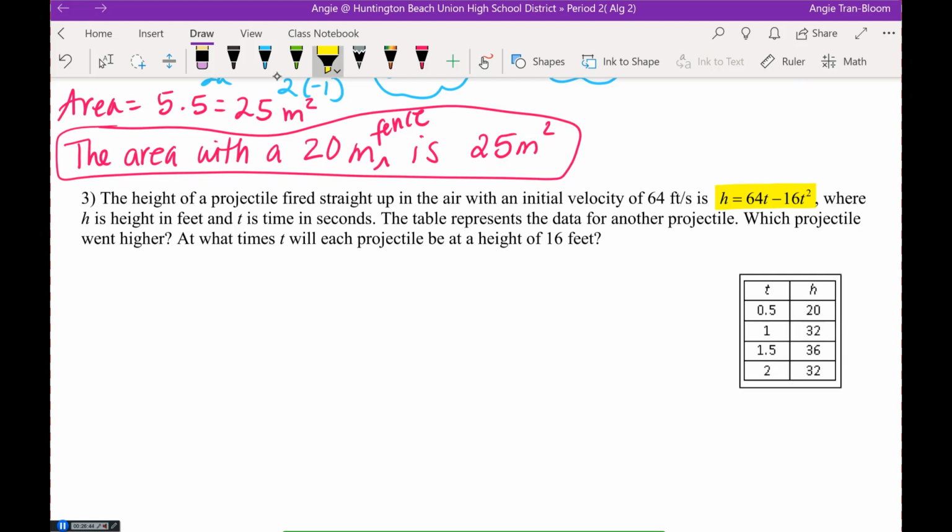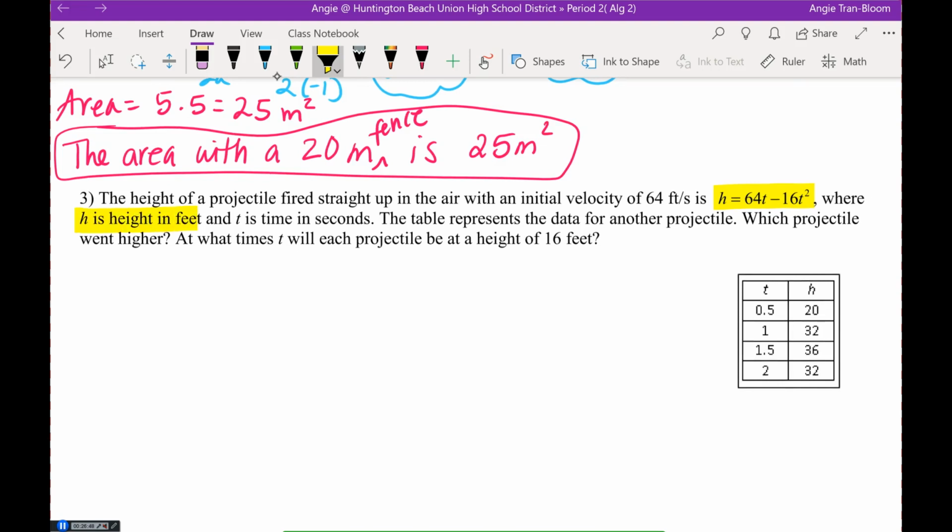Okay. Again, h is height measured in what? Feet. T is time measured in seconds. Okay, so all of those things we want to know so we can use it correctly. And then the second line says, the table over here on the right represents another. So is that a second projectile? Yes. So how many projectiles do we have total? 2. All right, let's divide this into 2 pages. This is the first one.